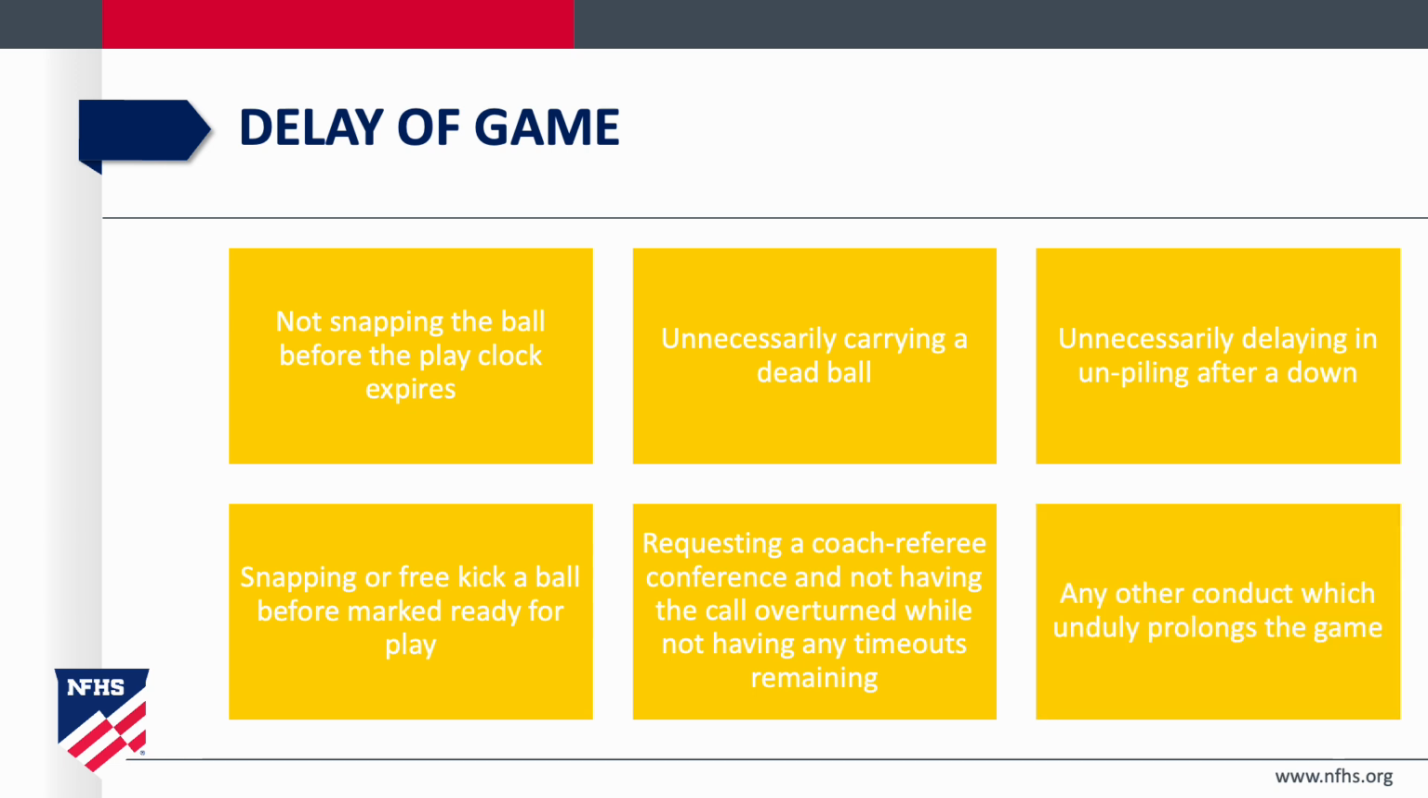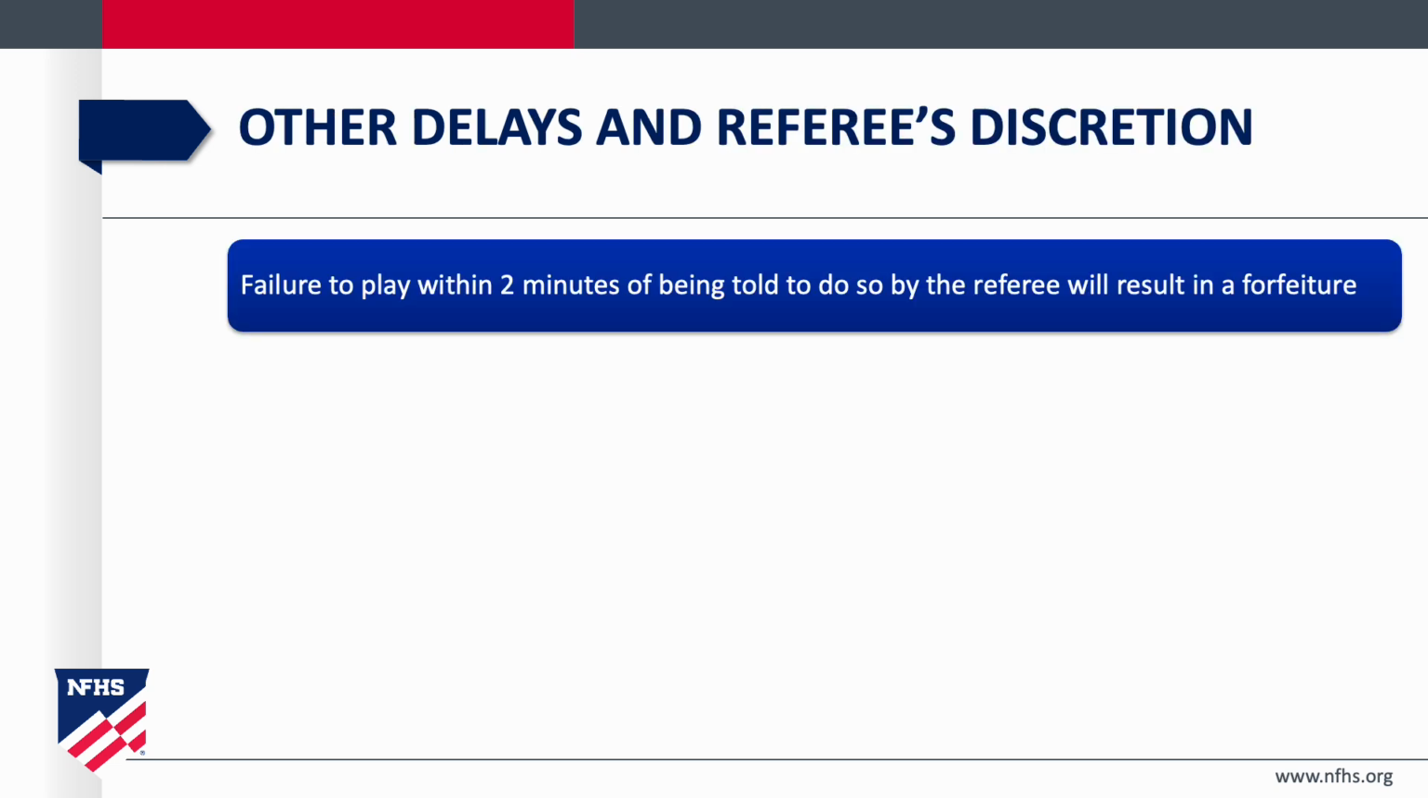We can use the delay of game as well whenever a team is using any type of conduct that delays the game in a way not intended by the rules. If at any time during a game a team refuses to participate, the referee will instruct the team to play. If after 2 minutes the team still does not, the game will be forfeited. If this situation occurs, typically there's been many issues and it will need to be addressed with the district coordinator.